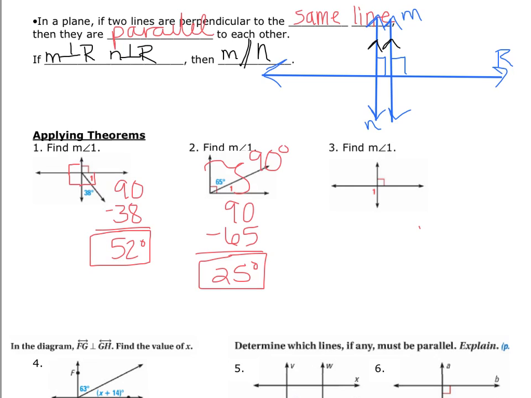Number 3, find the measure of angle 1. Well, this is the same scenario. Here, if this is 90, then all four are 90 degrees. So the measure of angle 1 is equal to 90 degrees.